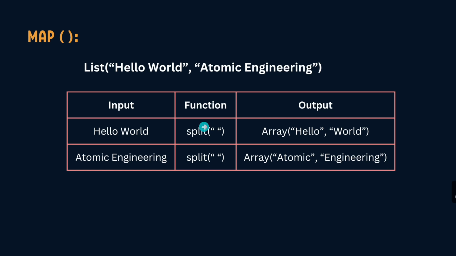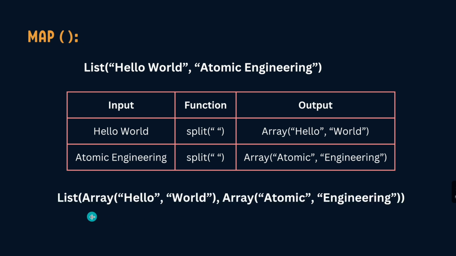So the same way in the previous example we had one output for every input, here also we have one output for every input. So it's a kind of one-to-one mapping when we apply the map function for any dataset or RDD, and our result is going to be again a list. The list contains two elements. The first element is an array of hello and world, and the second element is an array of atomic and engineering. So feeling complex? Let's try to code this out and see how simple it is.